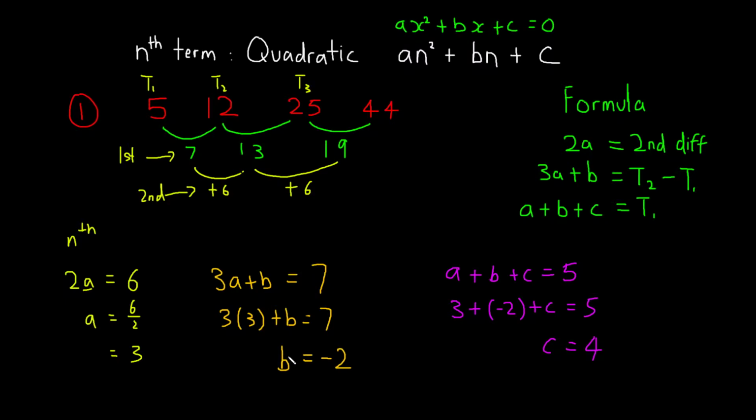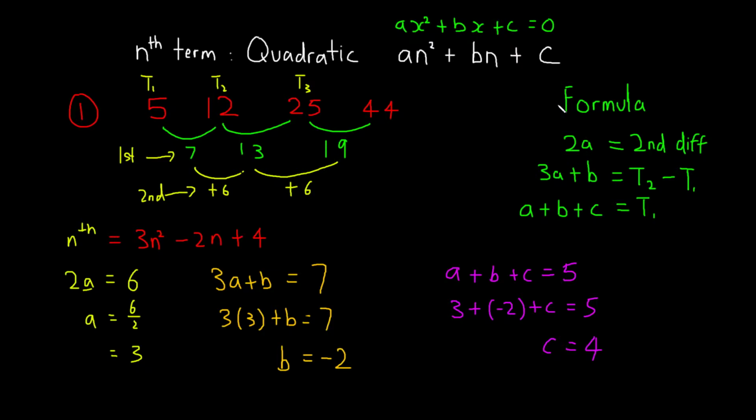Now that you have a, b and c, we simply substitute it into your formula of an squared plus bn plus c to find your n term. N term is 3n squared, b, which is plus negative 2, which could be written straight away as negative 2n, plus c, which is plus 4. So this will be your n term for your quadratic sequence.